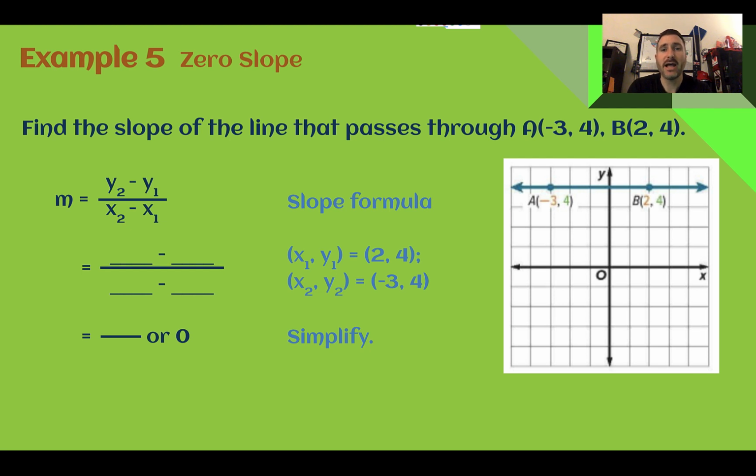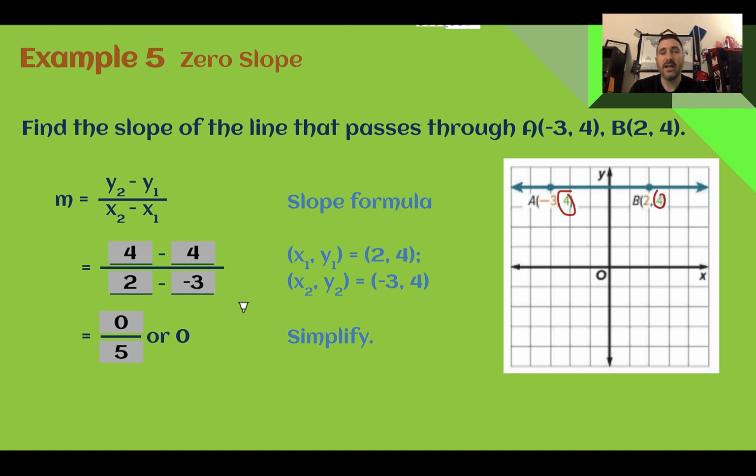Example 5, 0 slope. Find the slope of the line that passes through -3, 4, and 2, 4. So we can use our slope formula here, or we can just look at our line. Using the slope formula and subtracting our coordinates, we subtract our y coordinates, 4 minus 4, and then our x coordinates, 2 minus -3. 4 minus 4 is 0, 2 minus -3 is 5. So this went up and down 0, and it went over 5.